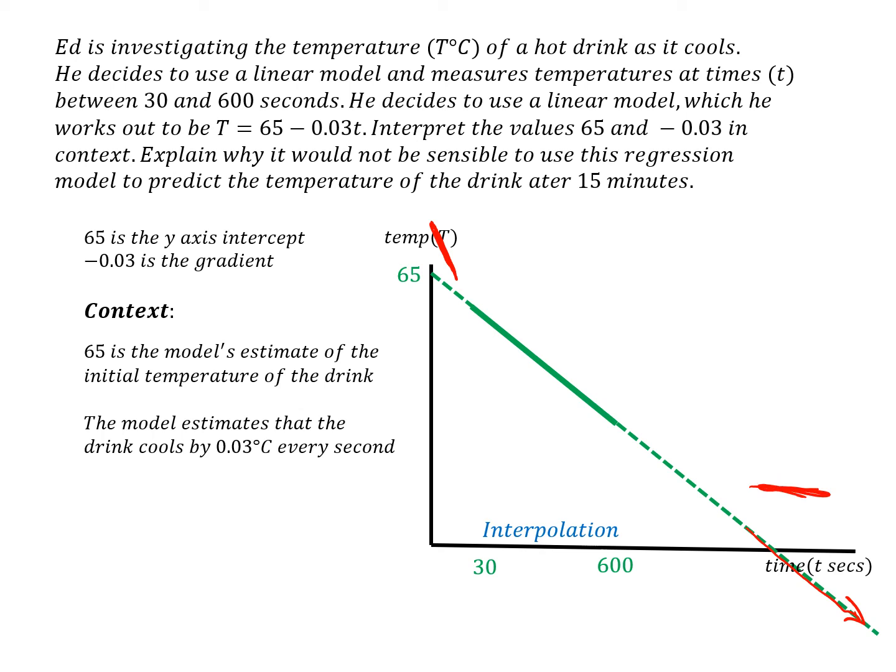So the problem when we go outside this range of 30 to 600 is that we're likely to get estimates which are less accurate. And so this is called extrapolation. And so that's why it wouldn't be sensible to use the regression model to predict the temperature after 15 minutes, because 15 minutes is out here somewhere, and therefore unlikely to be accurate.